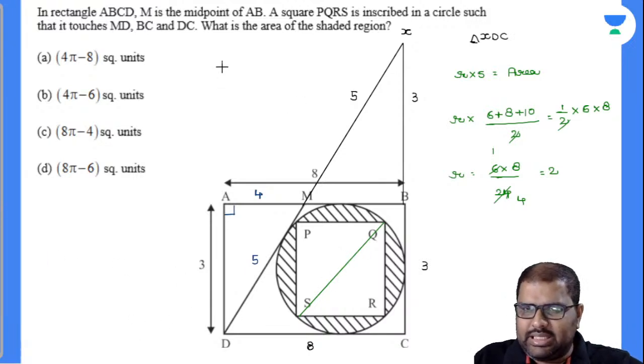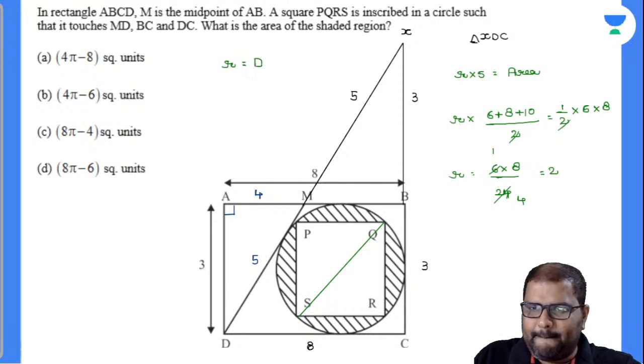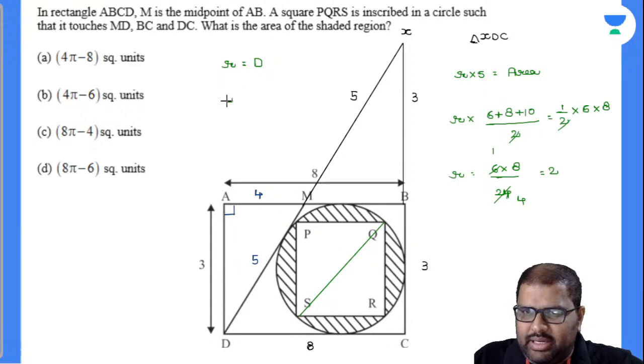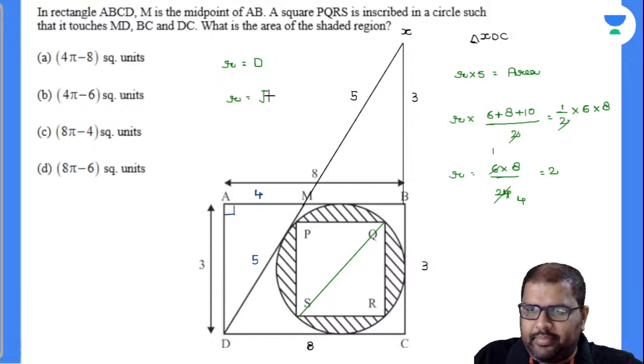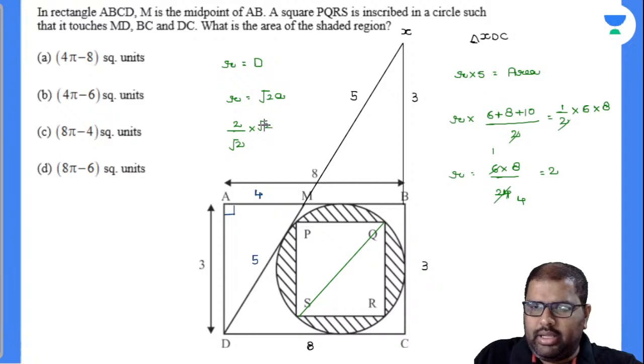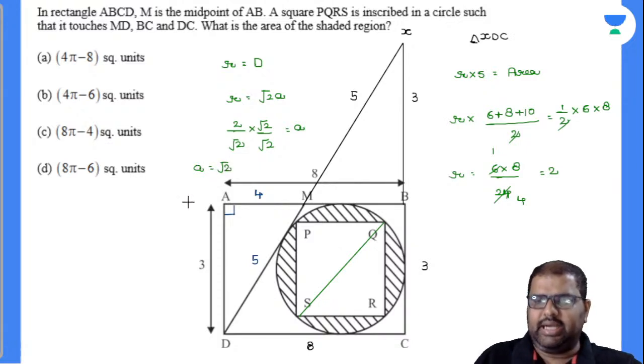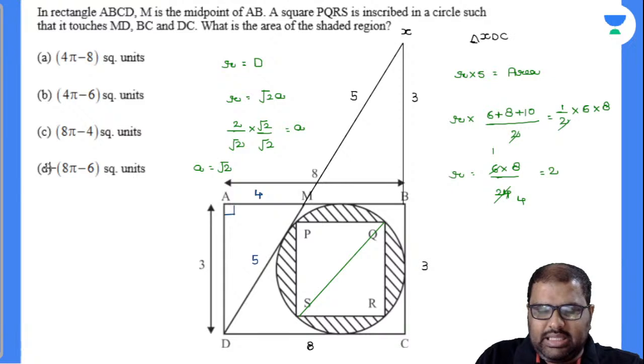So my in radius of the circle, now this is nothing but called the in radius. So my in radius R value is equal to the diameter of the square. Diameter of the square is root 2 A. So my R value is nothing but 2 by root 2, root 2 by 2, so my A value is root 2. What is the question asked? What is the area of the shaded region? Total area of the circle is pi r square, which is 4 pi. Am I right or wrong?